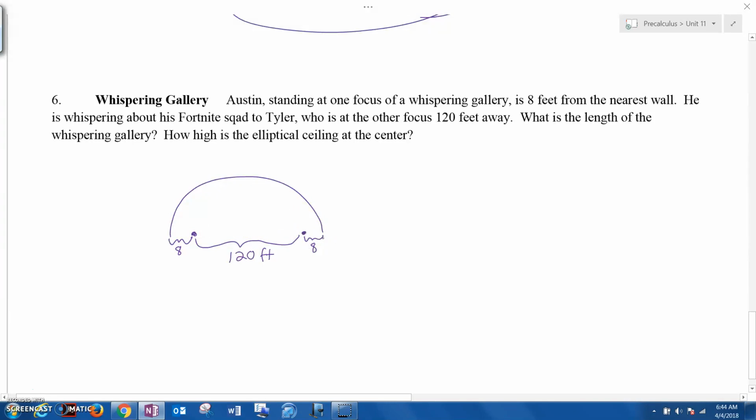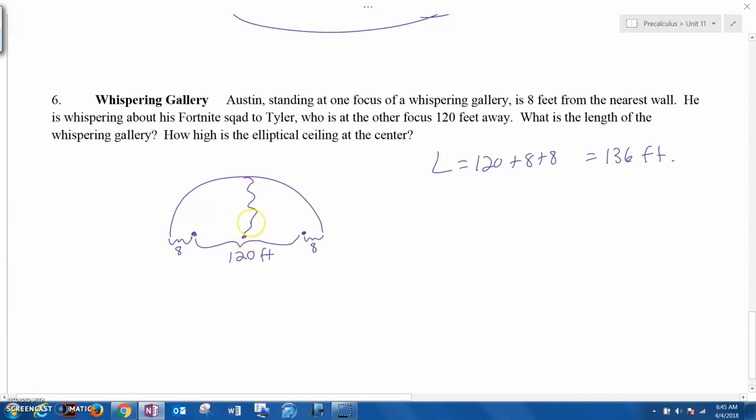What is the length of the whispering gallery? Well, we basically just did that. 120 plus 8 plus 8. So to answer the first question, the length is just 120 plus 8 plus 8, which is 136 feet. And then, how high is the elliptical ceiling? So we need to find basically the y radius, if you want to think of it that way. So this is just like a problem we did on the front page.